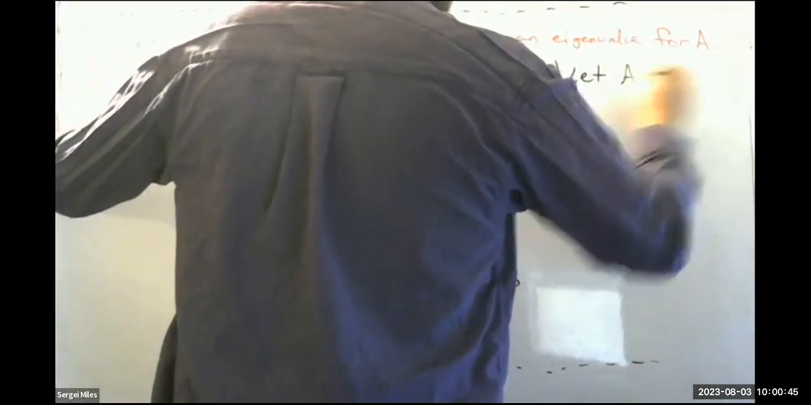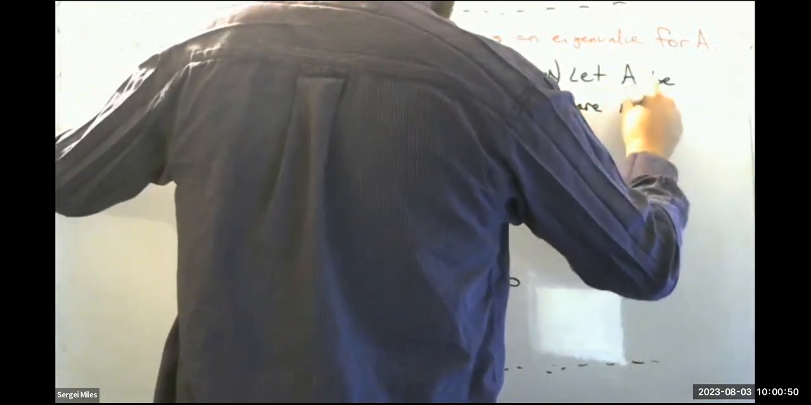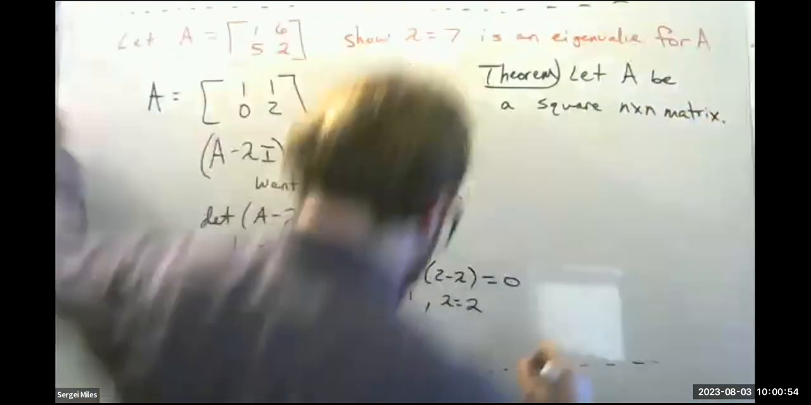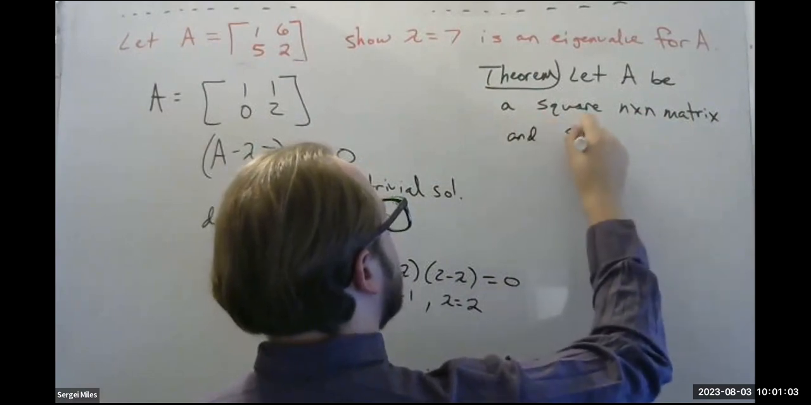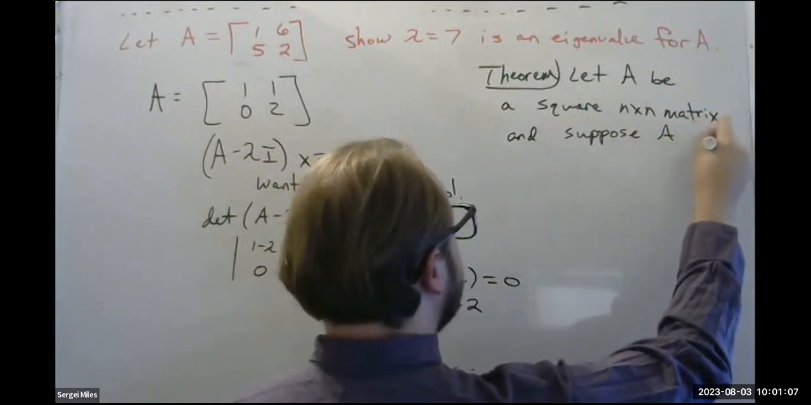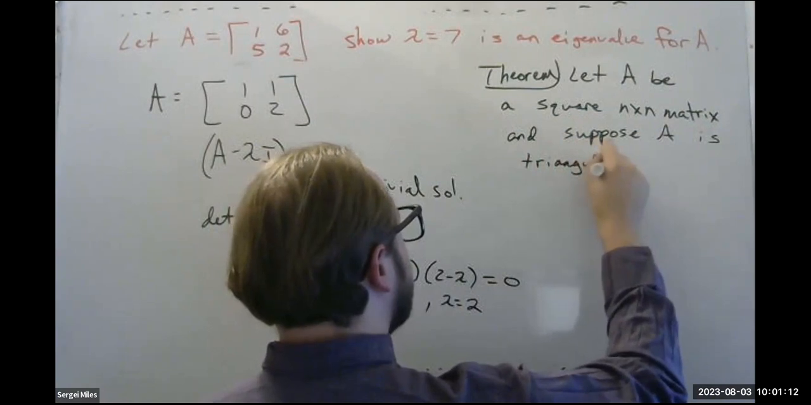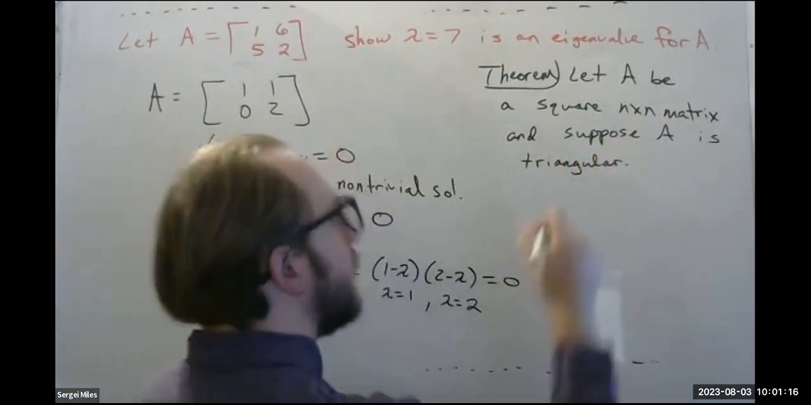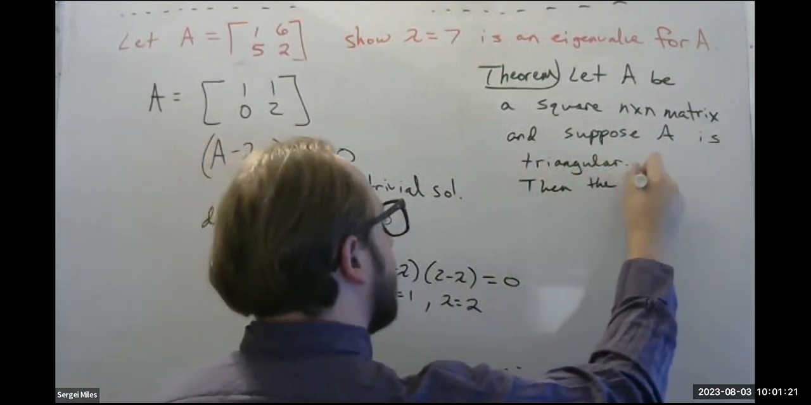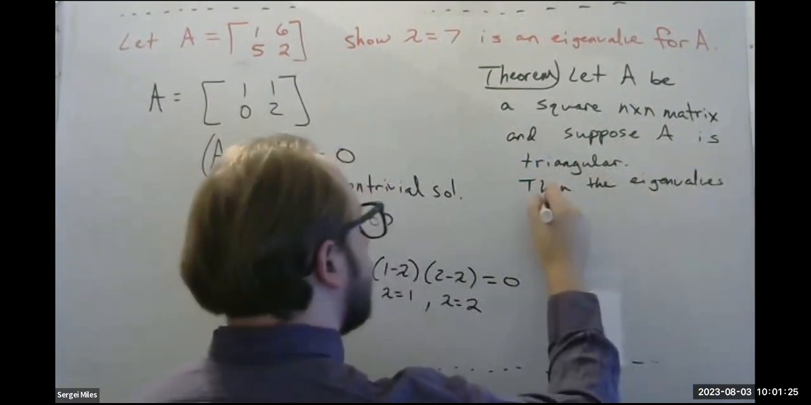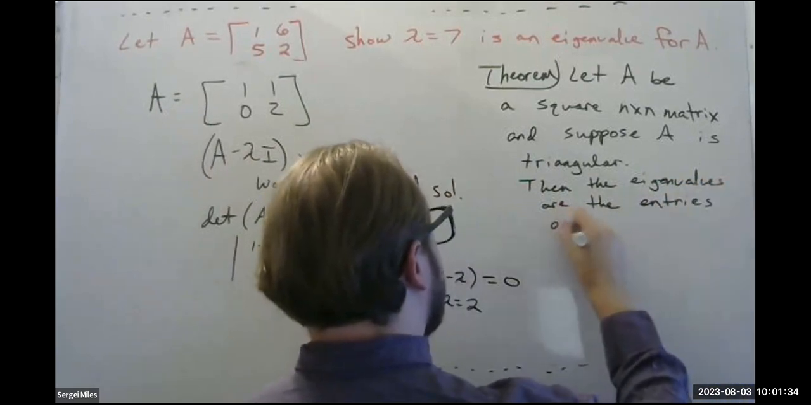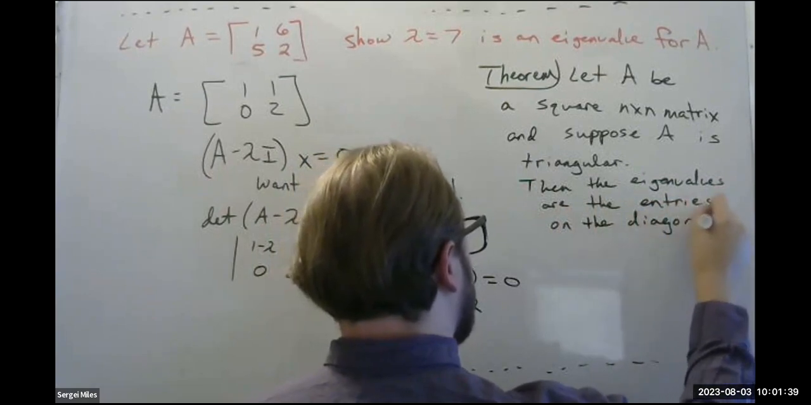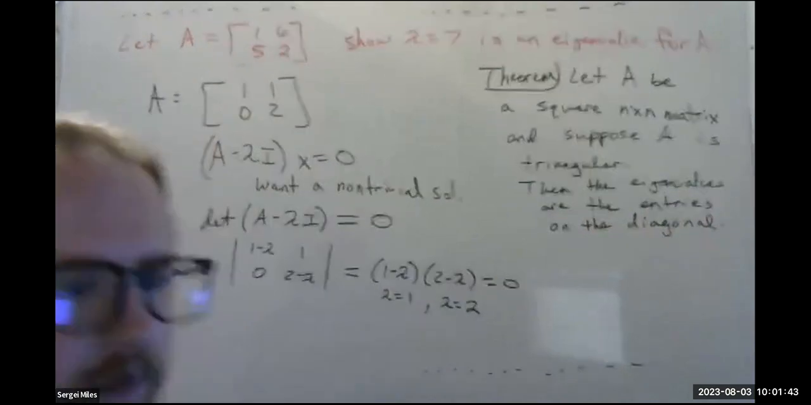So, let A be a square n by n matrix, and suppose A is triangular. Okay? Then what can we say? Then the eigenvalues are the entries on the diagonal, which is exactly what we see happen with this example. They are the entries on the diagonal.